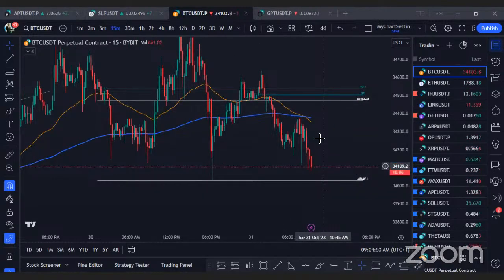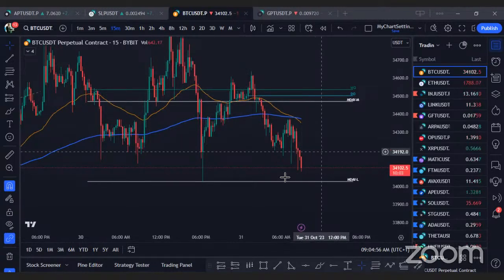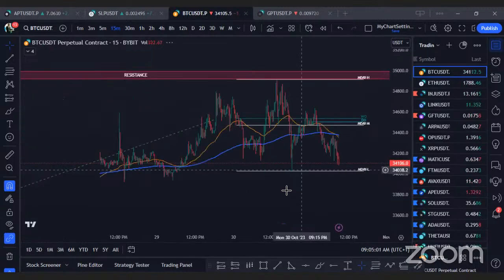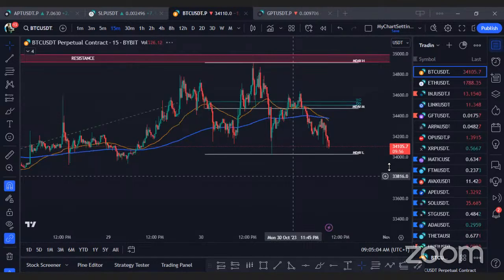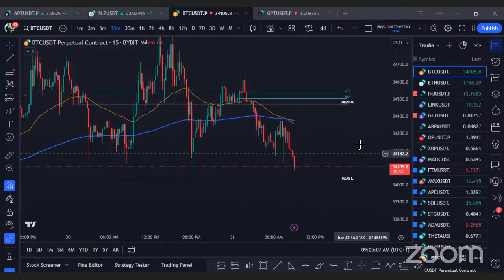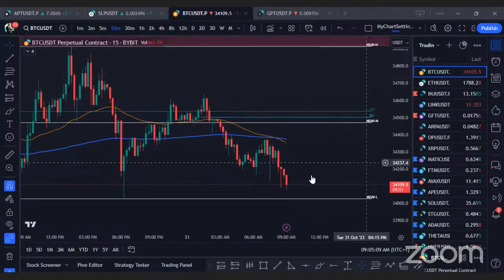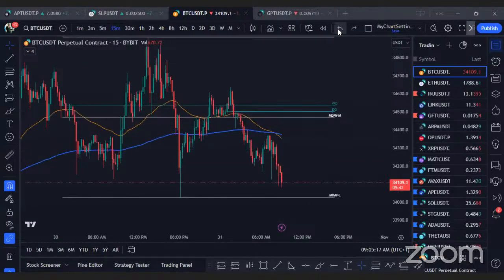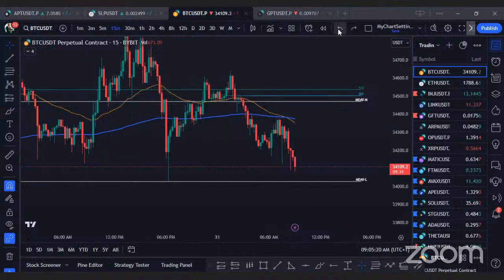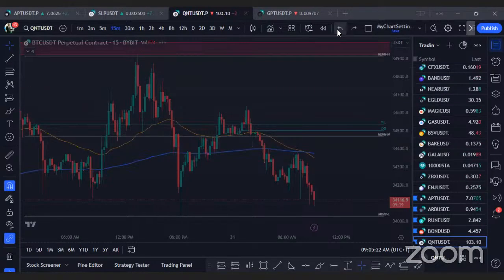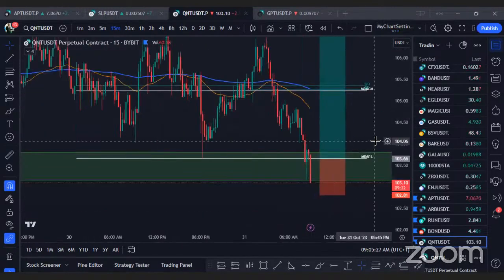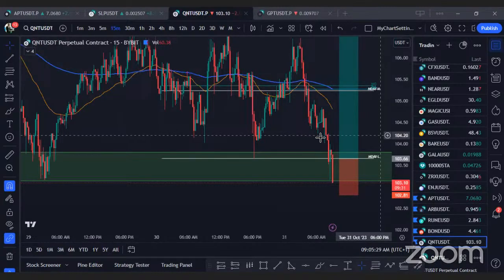But if Bitcoin has a bounce, if we do have a bounce from here up, guys, it could be another opportunity for other altcoins to equally wake up. So let's see what is happening right now. That's why this one too is down there. Okay, QNT. Look at that, guys. How far can this go, guys?